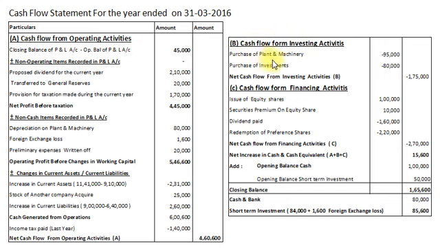First, purchase of plant and machinery as per machinery account minus 95,000. Purchase of investments minus 80,000. So our net cash flow from investing activity amounts to 1,75,000 negative. Next, cash flow from financing activities.